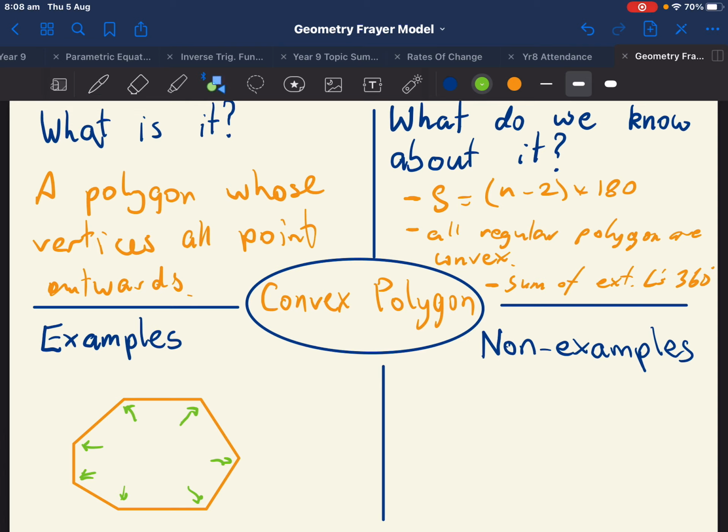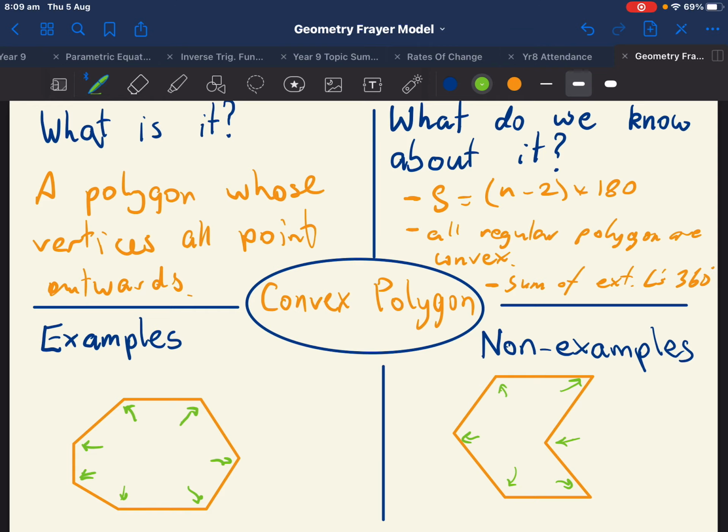A non-example, bang, there. So in this case, see, they all start pointing outwards, which is all fine. Unfortunately, all of them need to point outwards, and you get to this one, and that vertex actually points inwards, meaning this one is not convex.